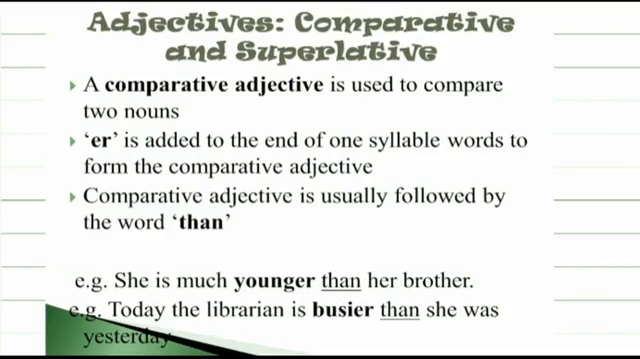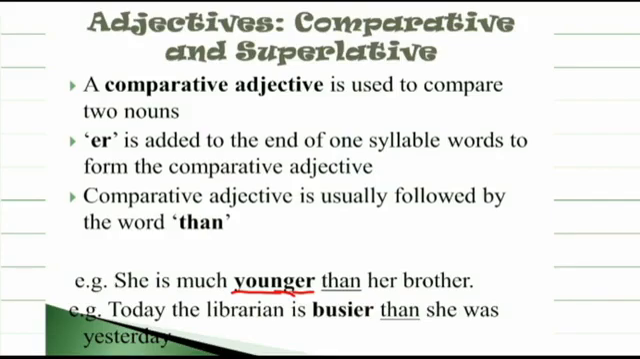As in the case here, she is much younger than her brother. You have the word young, and we form the comparative adjective. We are making an actual comparison between this girl and her brother. So we added ER. Notice it's a comparison between two people or two nouns.